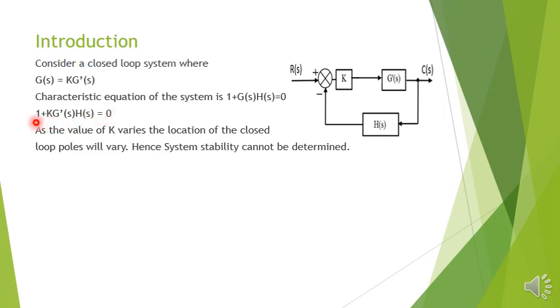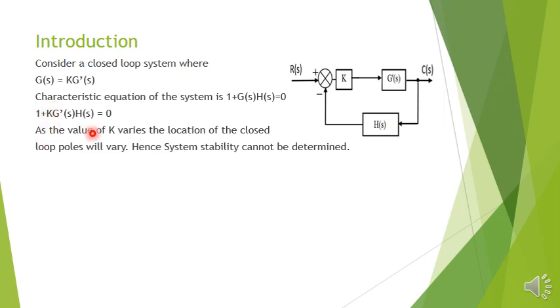In this characteristic equation, we cannot directly find the location of the closed loop poles. Stability depends on the closed loop poles. If the closed loop poles are in the left half of the S-plane, the system is stable. If they are in the right half of the S-plane, the system is unstable. If they are on the imaginary axis, it is marginally stable. Until the value of K is known, we cannot find the closed loop poles.